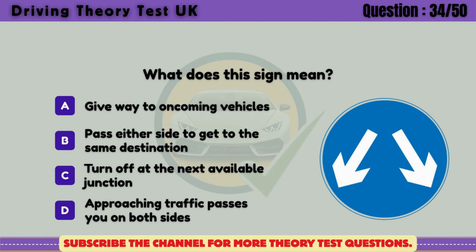Question 34. What does this sign mean? Option A. Give way to oncoming vehicles. B. Pass either side to get to the same destination. C. Turn off at the next available junction. D. Approaching traffic passes you on both sides.